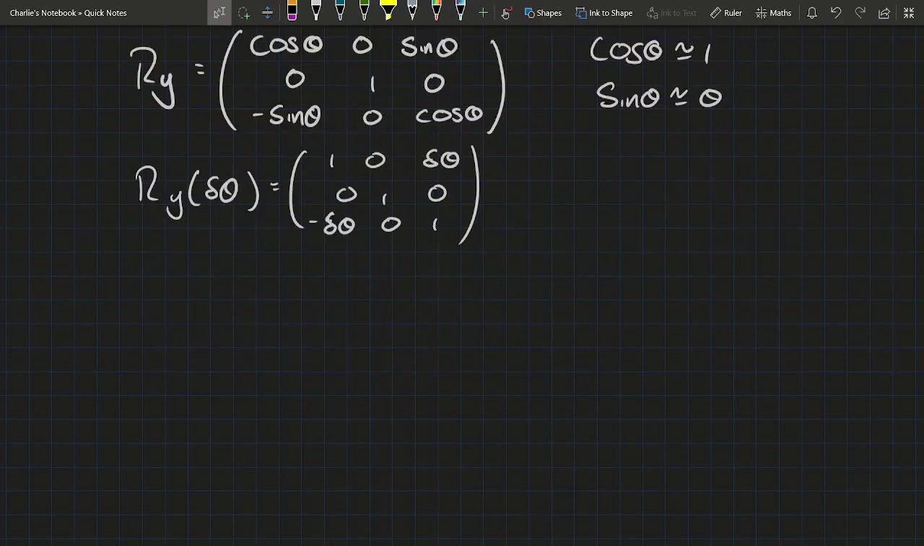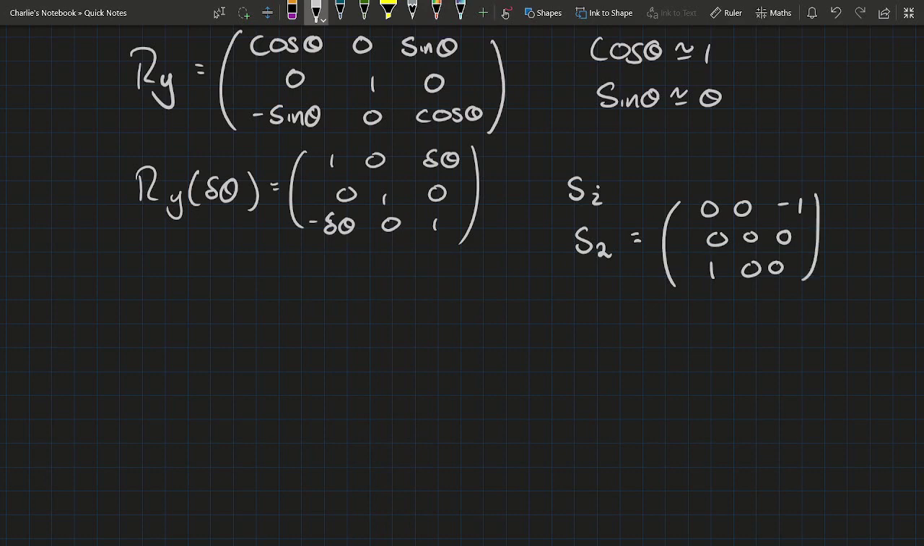We can write this in terms of the identity operator and the matrices Si, where in this case S2 is equal to 0, 0, minus 1, 0, 0, 0, 1, 0, 0. And in this case, this gives us Ry of delta theta is equal to the identity operator, subtract S2 delta theta.